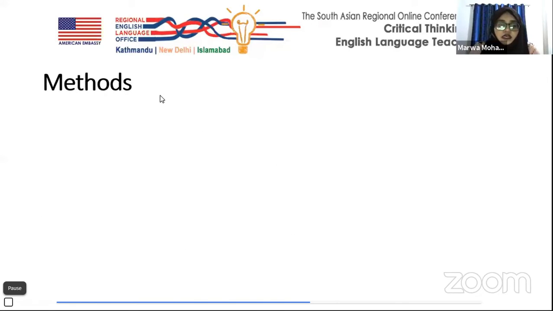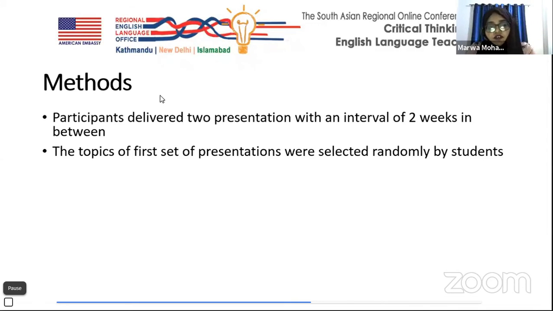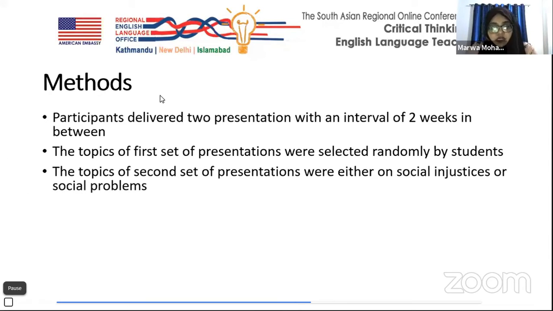Now, the methods used: again, 2 presentations were done within 3 to 4 weeks, so there was an interval of 2 weeks in between. The topics of the first presentations were random, and for the second presentations, because it was a drama presentation, I instructed them to choose either social injustices or social problems. I told them they can choose any, because from my experience it didn't make much of a difference, because social problems are also important to discuss.